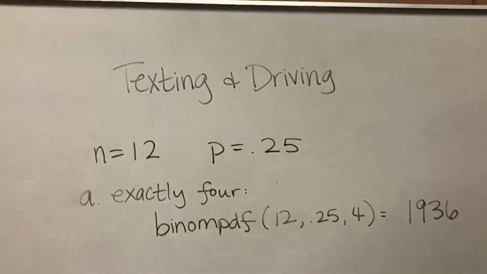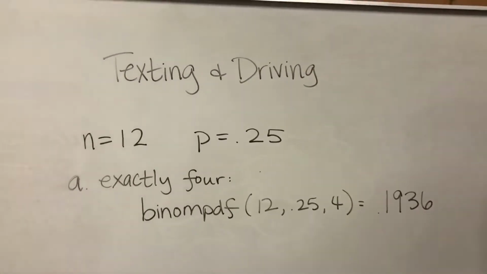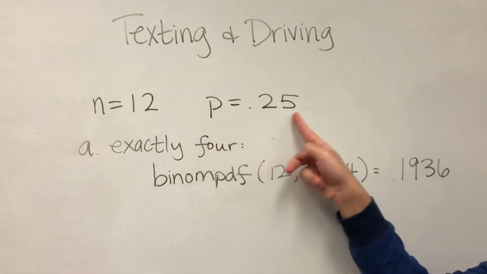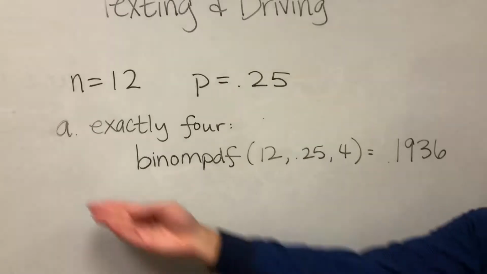Now we're going to solve our binomial distribution. We have N, which is the number of people surveyed. P is the probability of those who said yes. So we're going to solve for exactly 4.